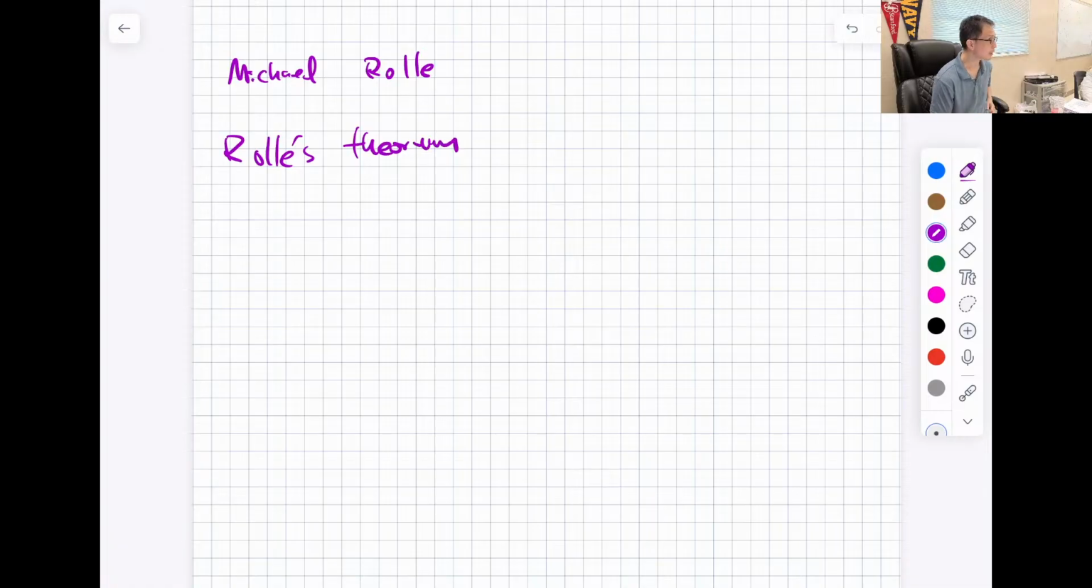So Rolle's theorem is fairly easy. Rolle's theorem has 3 conditions. So A, B, C. Okay, Larissa, we'll go over it later. Let me finish this part. So Rolle's theorem is going to have 3 conditions.